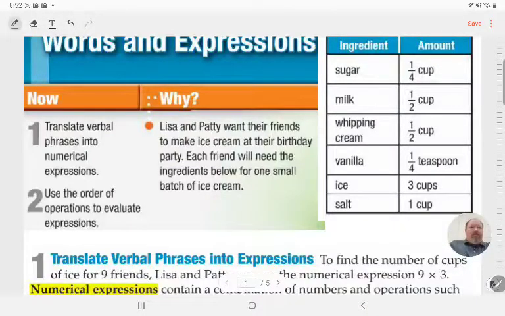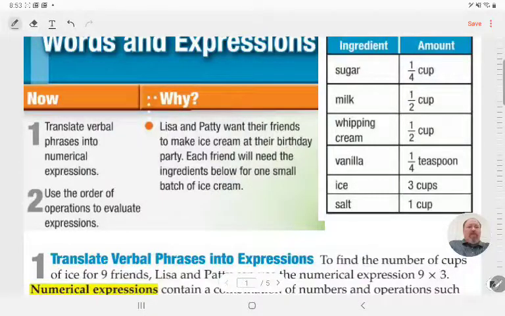Okay, let's see. Today we're talking about words and expressions. So let's take a look. Now, we're going to translate verbal phrases into numerical expressions, and we're going to use order of operations to evaluate expressions. All right, so let's see.